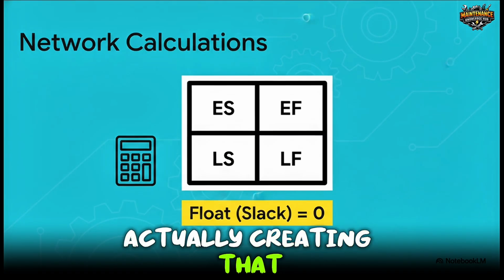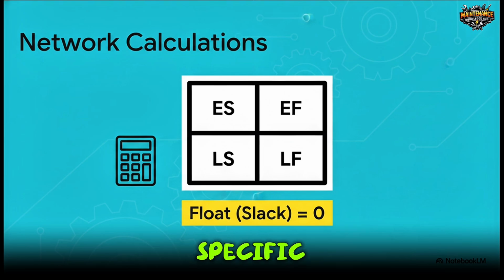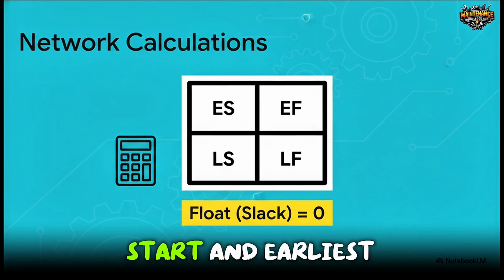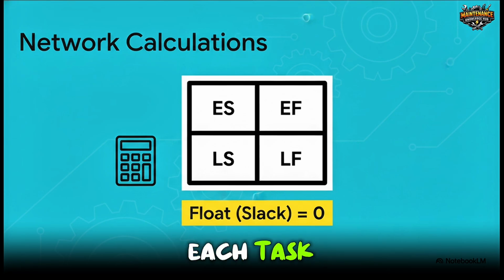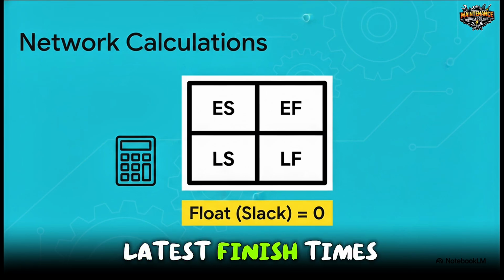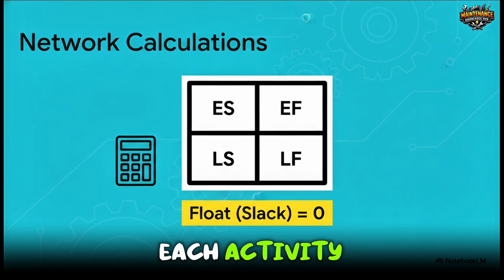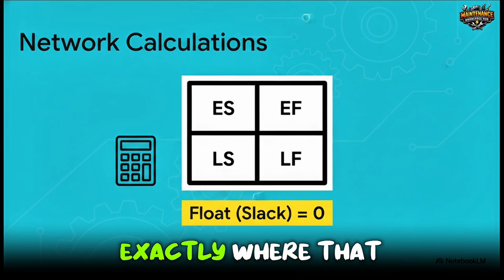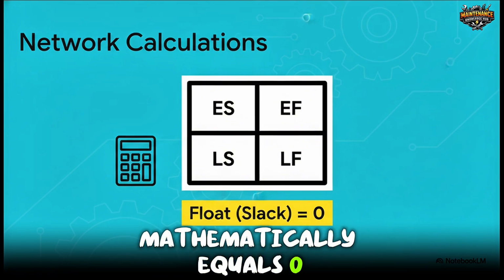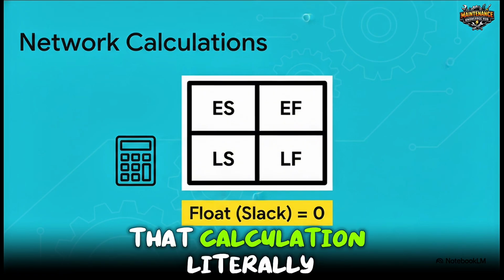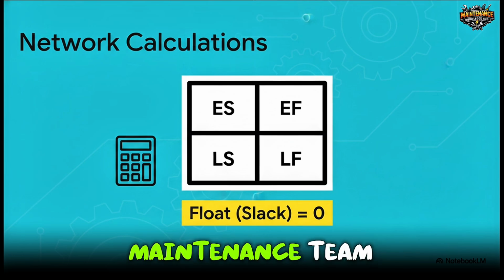Actually, creating that network diagram does involve some specific mathematical calculations. You're looking at things like the earliest start and earliest finish times for each task, along with the latest start and latest finish times. By comparing these numbers, you figure out the float for each activity. Now, I know we're getting a little bit into the weeds here, but remember, finding exactly where that float mathematically equals 0 is the entire goal. That calculation literally draws the map for your whole maintenance team.